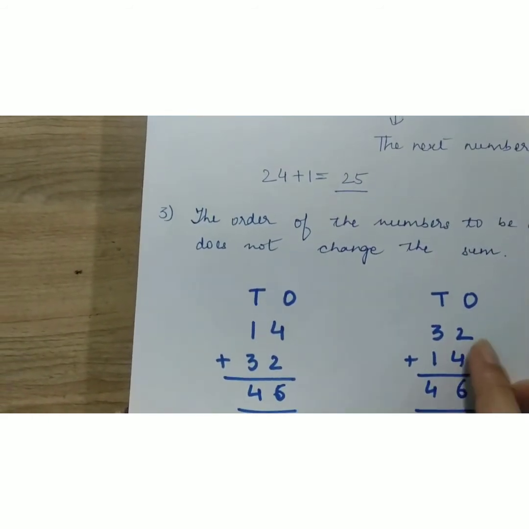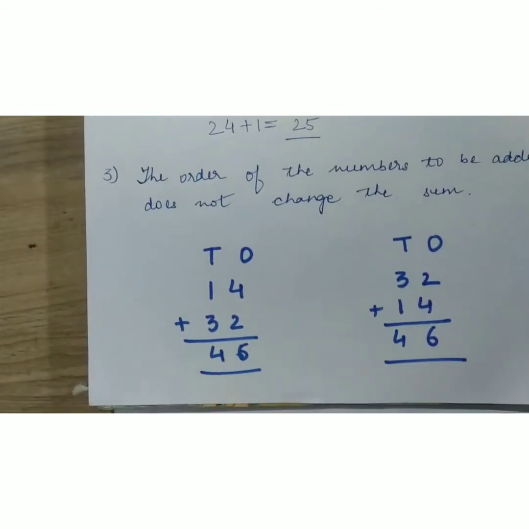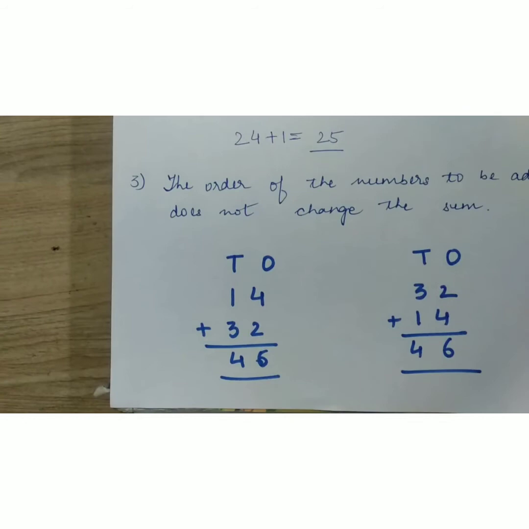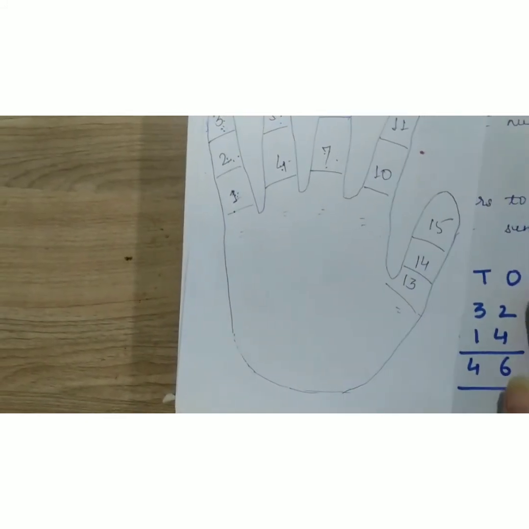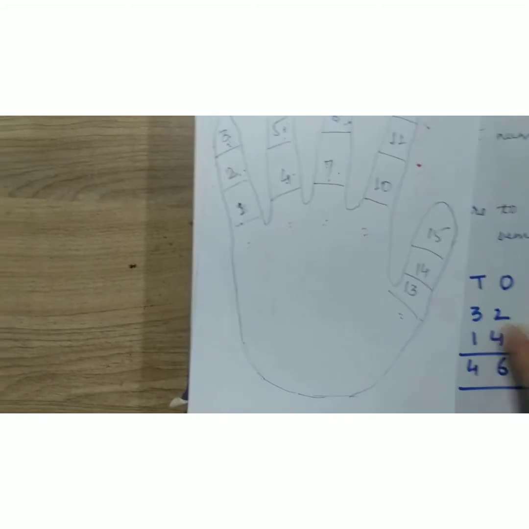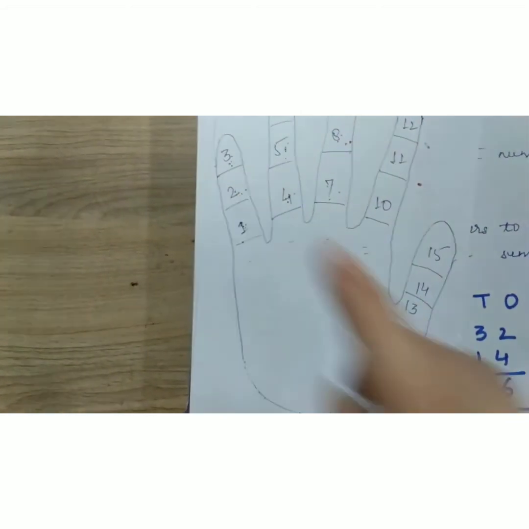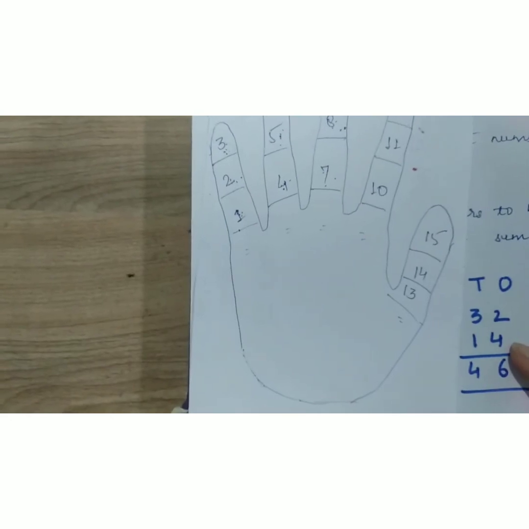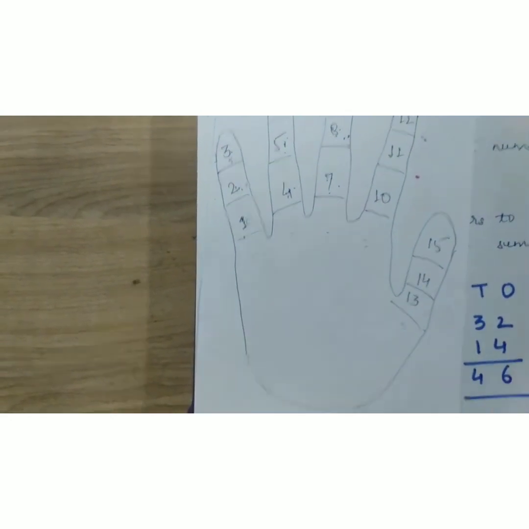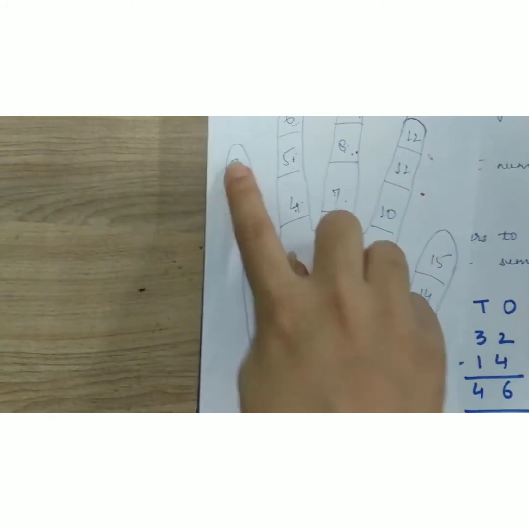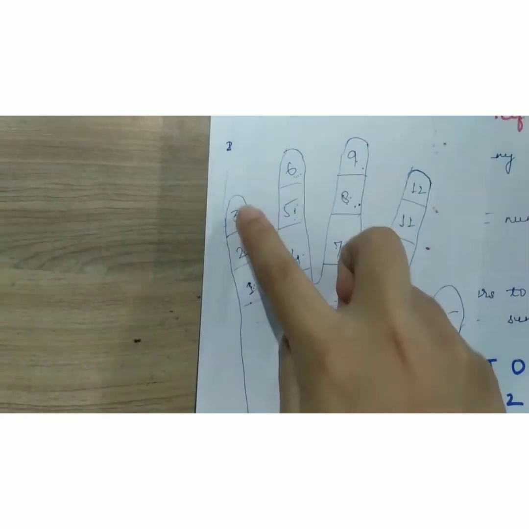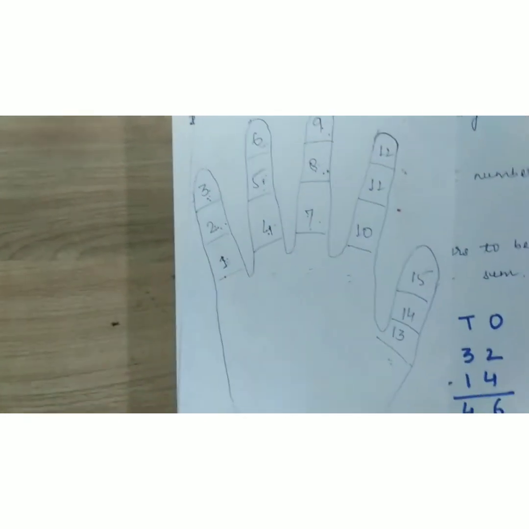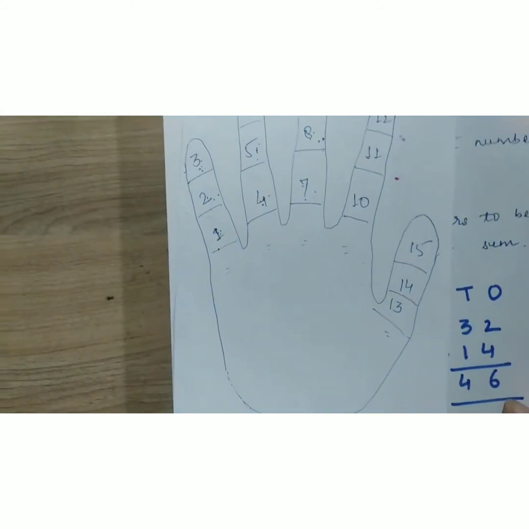if I write 32 as our first addend and 14 as our second addend, the sum is again 46 only. How? Let's count it. In ones place, first number is 2. So 1 and 2. Ones place, second number is, sorry, 4. So after 2 we will count 4 digits. 1, 2, 3, 4. And we will count it all together. 1, 2, 3, 4, 5 and 6. So ones place, the sum is 6.